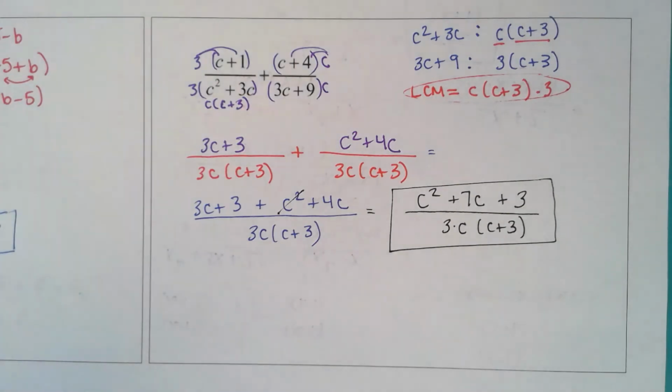Now, before I boxed it in, I was looking to make sure that I could not factor the top. And I can't. There's no factors of 3 that will add to 7. So we'll leave that alone. There's our final answer.